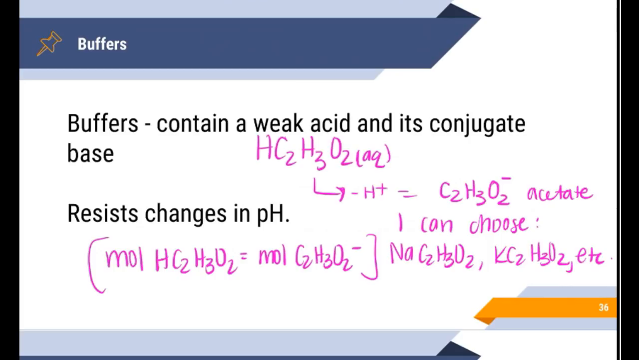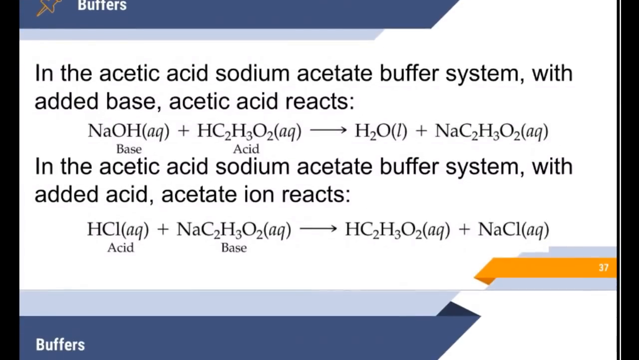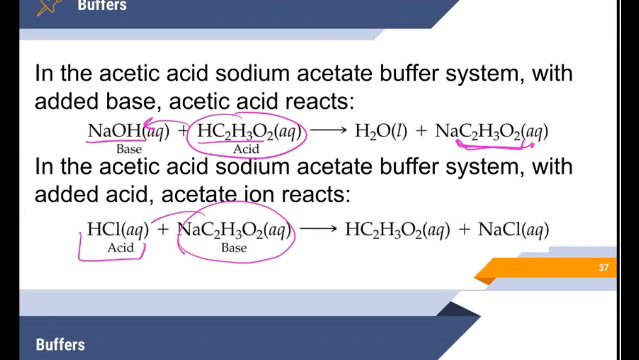So you have two parts in a buffer. You've got the acid part and you've got the conjugate base part. If I were to introduce a base into the buffer, the acetic acid is going to neutralize this base, making sodium acetate, making more conjugate base. If I add acid to the buffer system, then my conjugate base is going to neutralize the acid, and look what I make. I make more acetic acid. So I'm going back and forth here with this conjugate base and this weak acid.